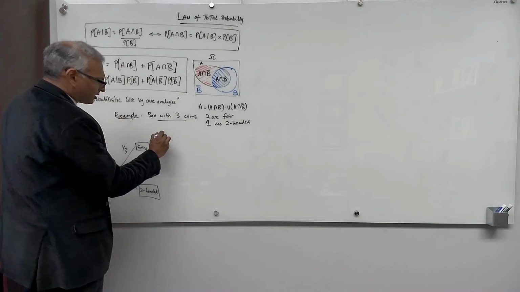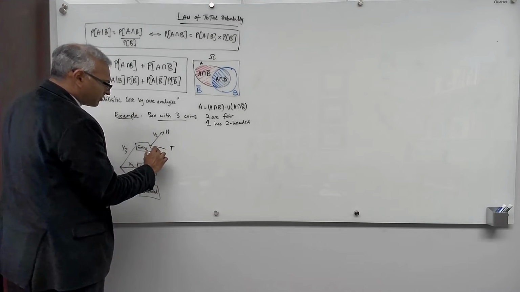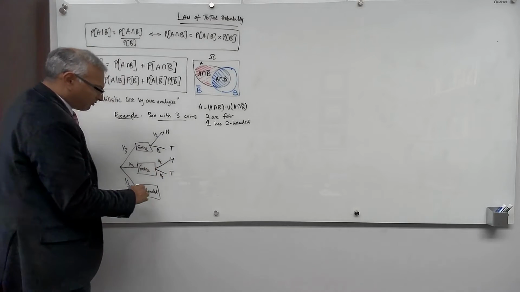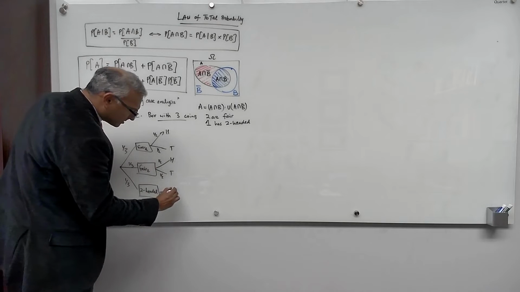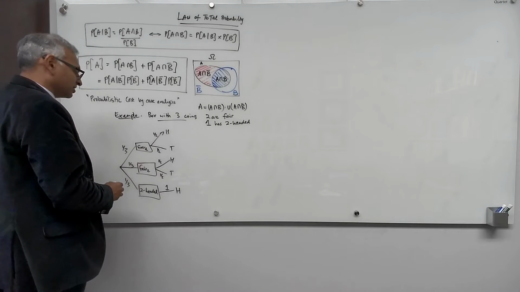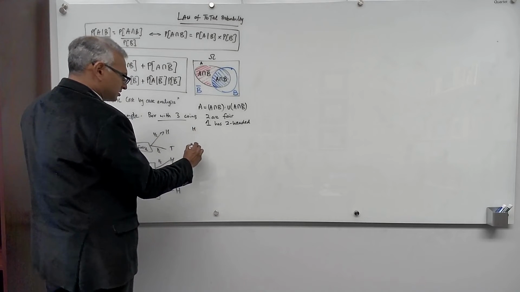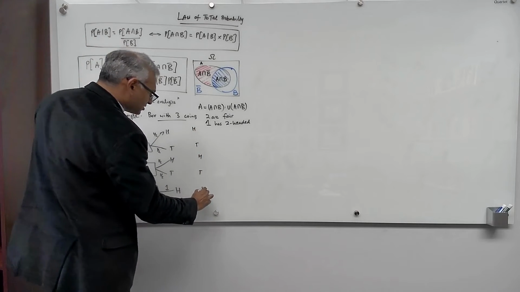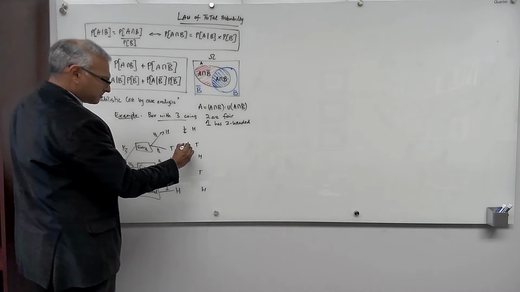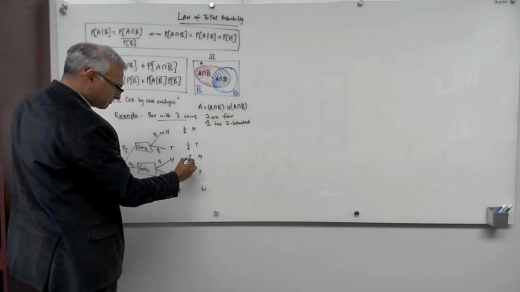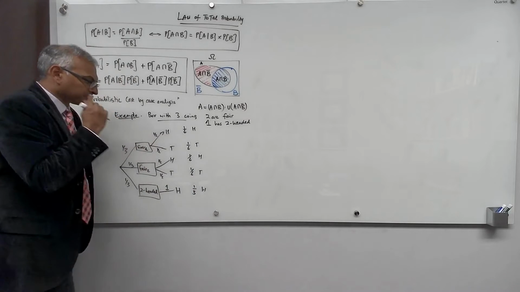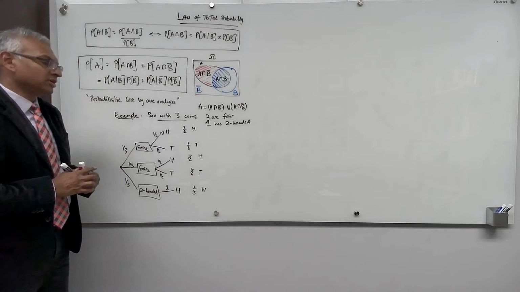If you flip the fair coin, you can either get heads or tails, half, half. But if you flip the two-headed coin, you can only get heads. Because it's two-headed, the probability is 1 that you get heads. So what are the outcomes? In this case, the outcome is heads, in this case, tails, heads, tails, heads. And what are the probabilities? 1/6, 1/6, 1/6, 1/6, and 1/3.